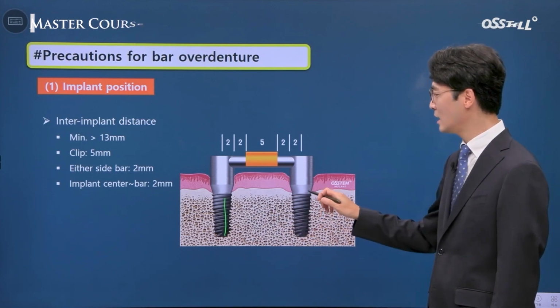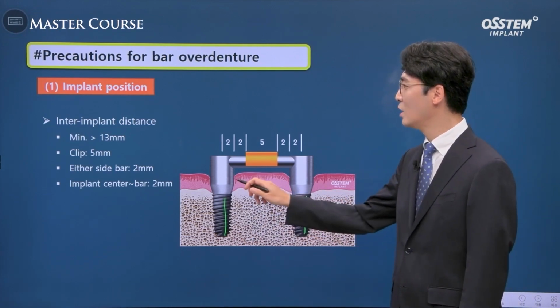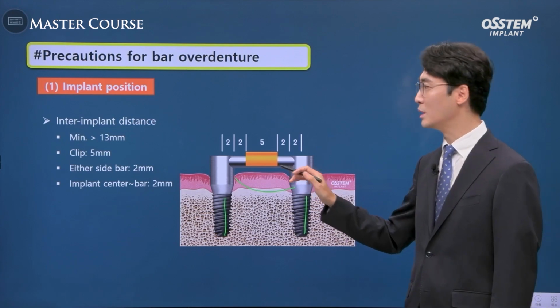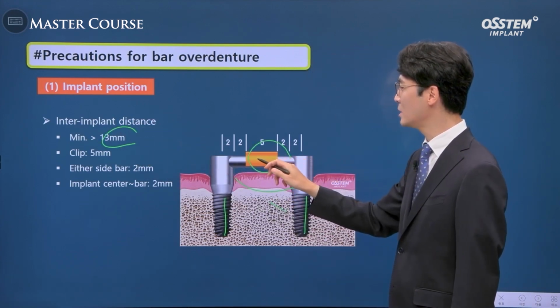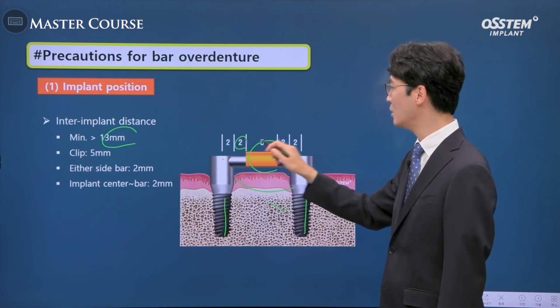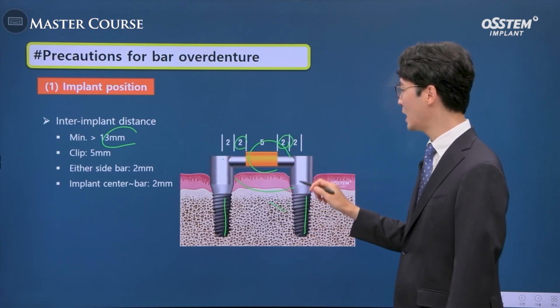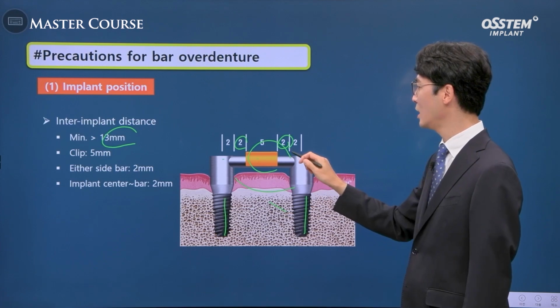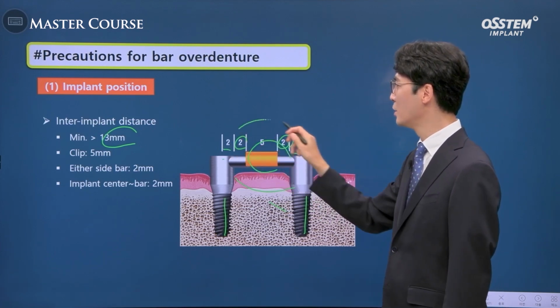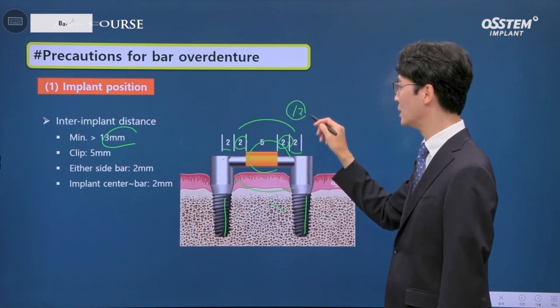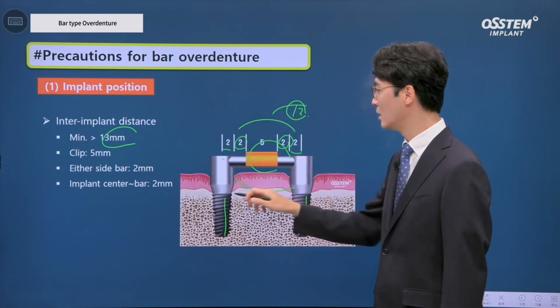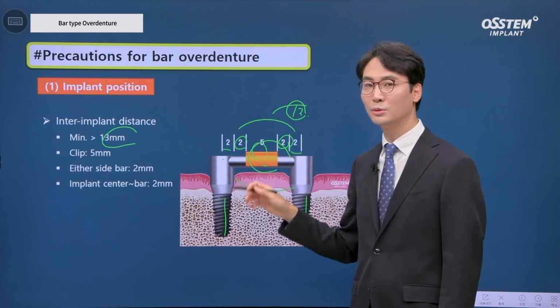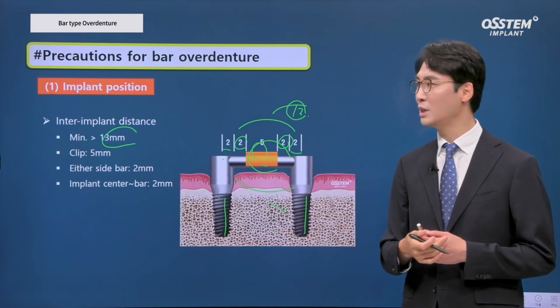If 2 implants are placed, the inter-implant distance needs to be over 13 millimeters. The 13 millimeters equals 5 millimeters of clip and 2 millimeters of space between clip and implant. If you are to place a 4 millimeter implant, the half diameter, 2 millimeters, needs to exist. So in total, there needs to be 13 millimeters of inter-implant distance. This is to position the clip in between.